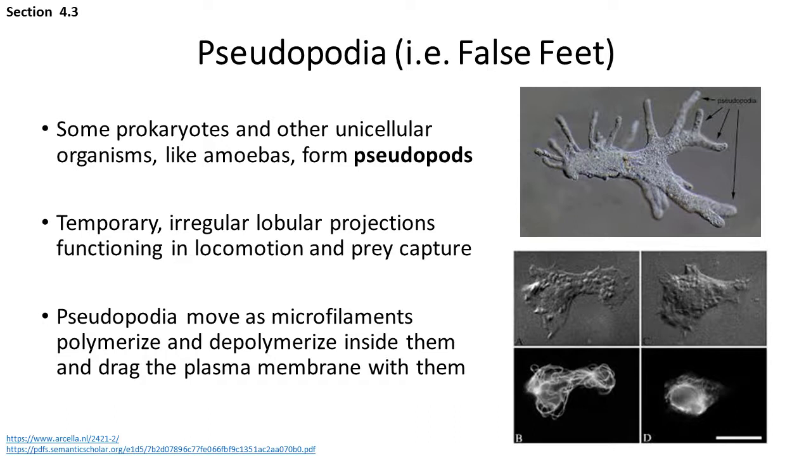And when they move away and continue to crawl forward along the surface, they drag the rest of the cell with them, allowing cells to move along a surface.